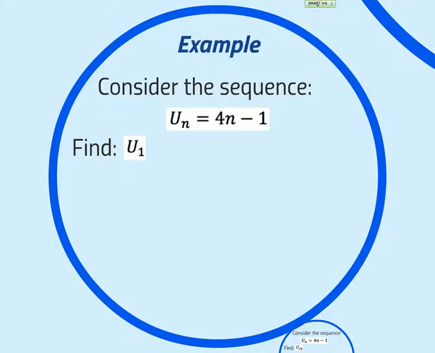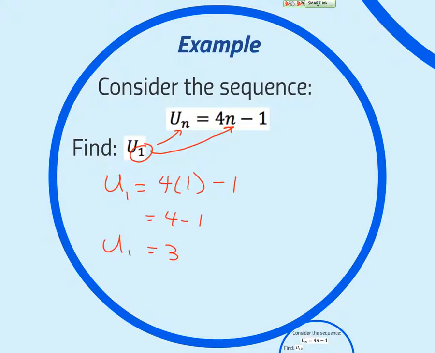So we're going to start with finding u sub 1. So u sub 1 is our first term. Where do you think this 1 goes? In the n spot, absolutely. So u sub 1 equals 4 times 1 minus 1. So then I've got 4 minus 1, which is 3. So u sub 1 equals 3. Keep in mind, this is the first term.